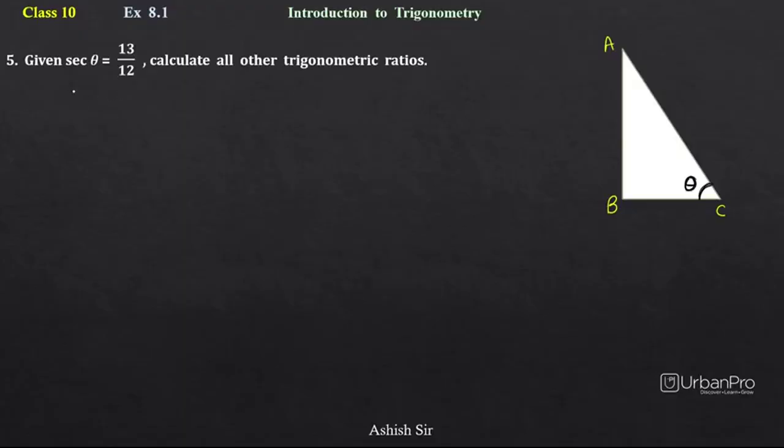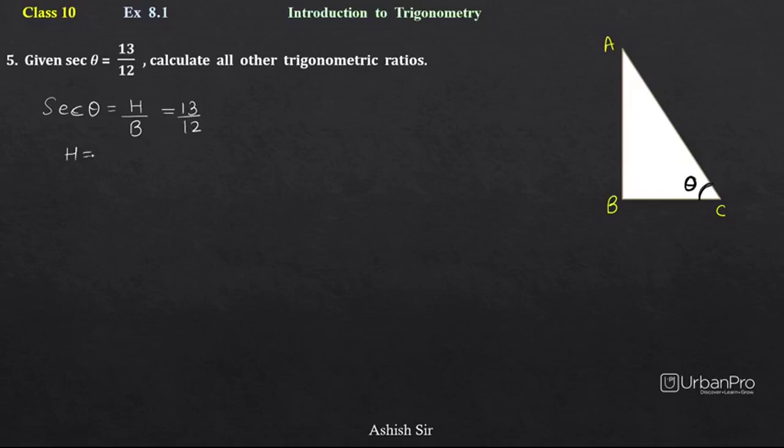Now question number 5. It's given that sec theta equals 13 by 12. Calculate all other trigonometric ratios. So when sec theta is given to us, we know that sec theta is the reciprocal of cos. Cos is base by hypotenuse. Sec is the reciprocal of that, hypotenuse by base, and it is given as 13 by 12.